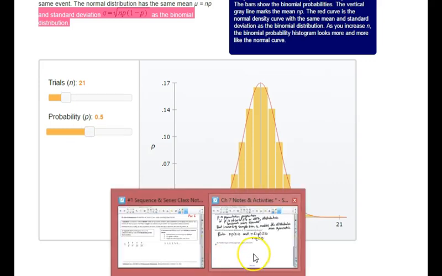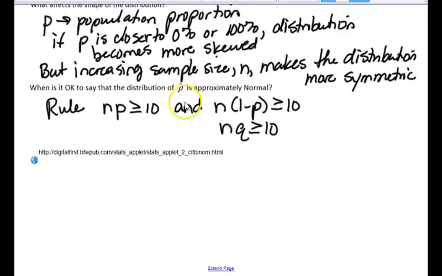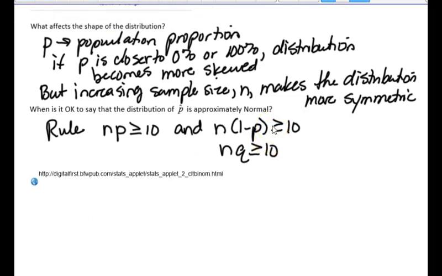The next video explains the math behind this, so I won't go into that, but you can see why specifically we use 10 for this rule. But the big idea so far is that both the population proportion and the sample size affect the shape of the distribution of p hat.